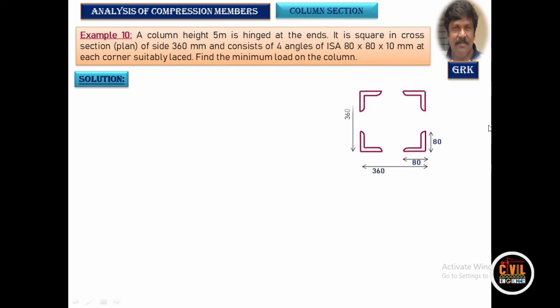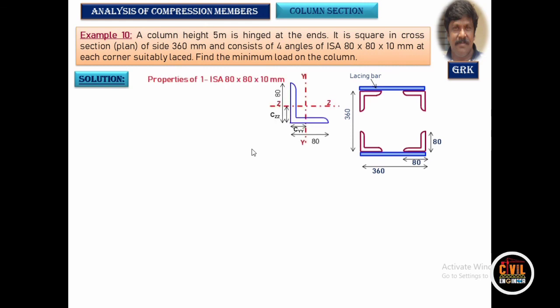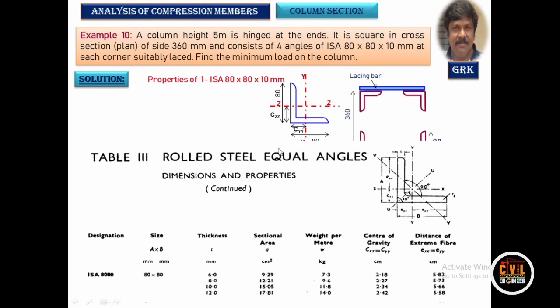We have taken the column of 80 by 80. We have made the frame of size 360 by 360. Either it could be laced or batten. He said laced. And design of lacing we already studied, or we know it from the lacing system. Note the properties of one angle section, ISA 80 by 80 by 10. For the 10 mm thickness, 80 by 80 is the designation.